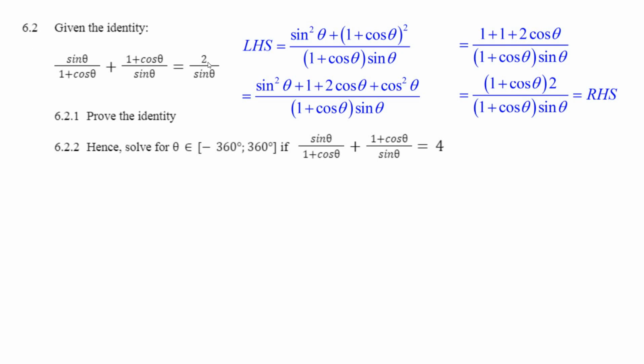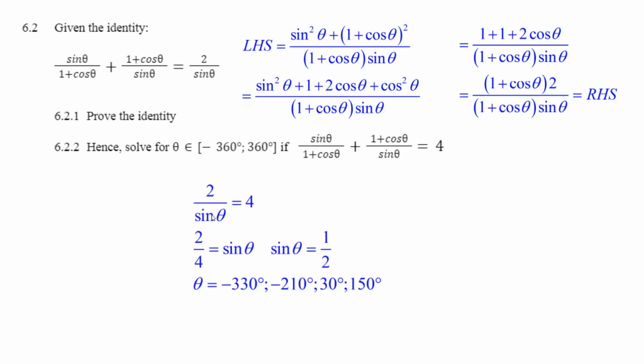Now they say, hence, they really want you to use this idea. If you know that this is true, all this fractional junky stuff equals 2 over sine, it means you can rub out all this stuff and replace it with 2 over sine. And they give you a mark just for that. Now, if we multiply both sides by sine theta and divide by 4, we get sine theta equals a half.